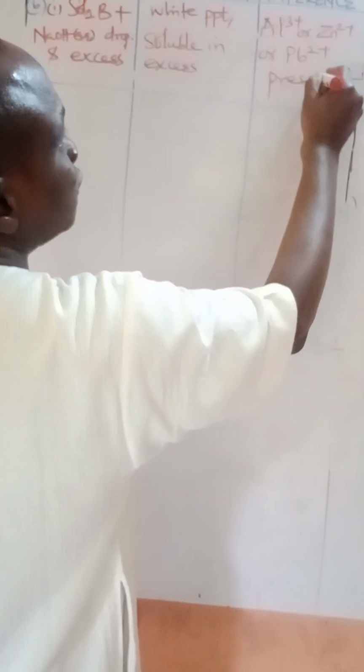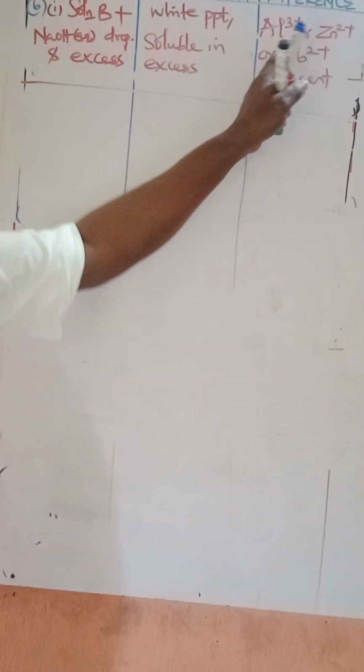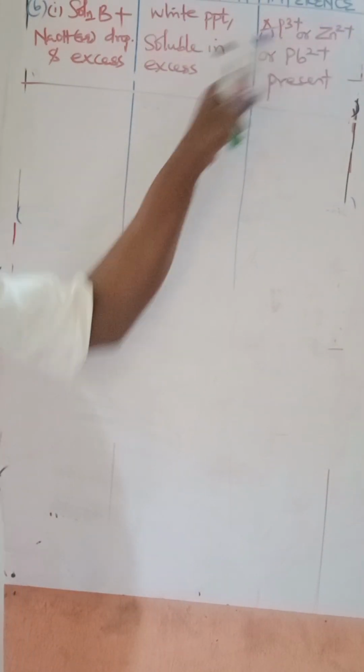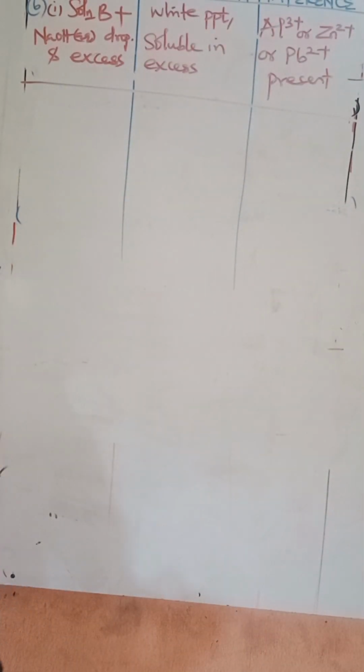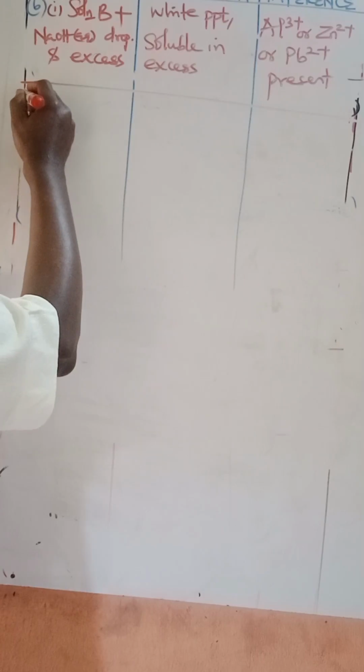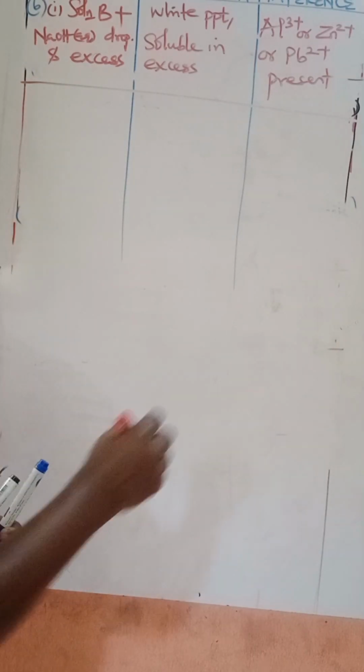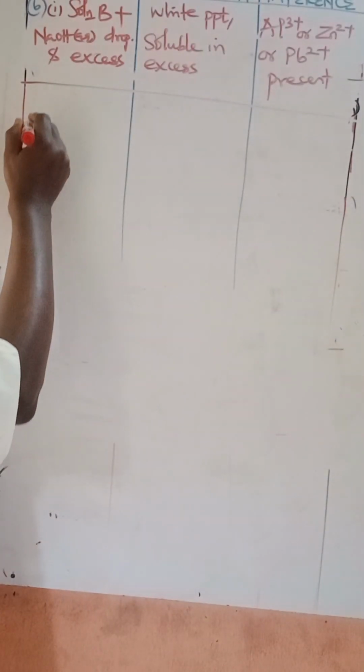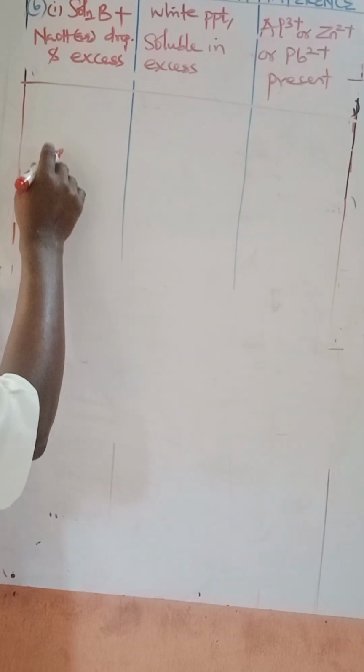Write one of these; do not use 'and', use 'or' or a comma. One of these is likely to be present because they form amphoteric oxides. You know Al2O3 is amphoteric, zinc oxide is amphoteric, lead-2 oxide, and that of tin, they are amphoteric oxides, meaning they behave as both acidic and basic oxides. So this is what we have, 3.